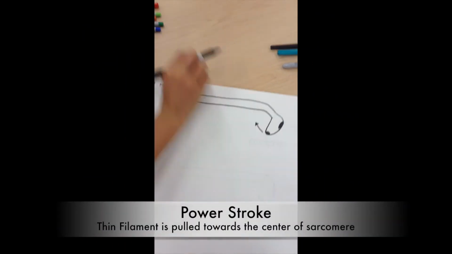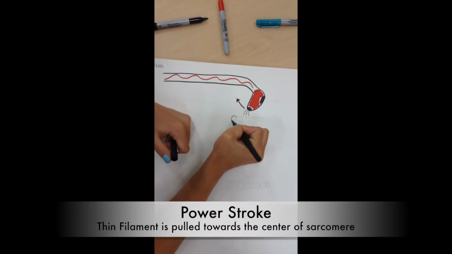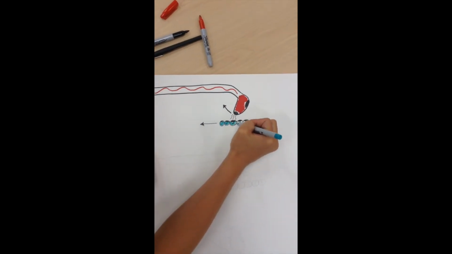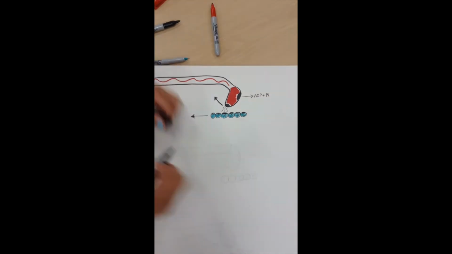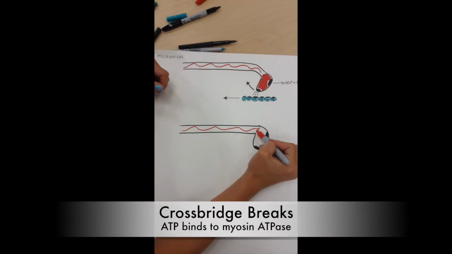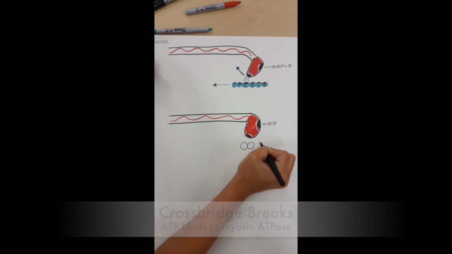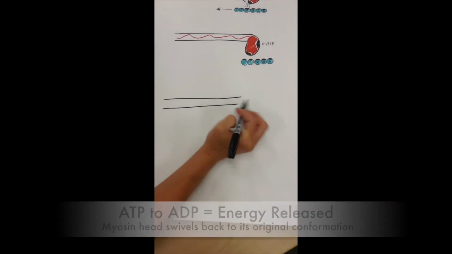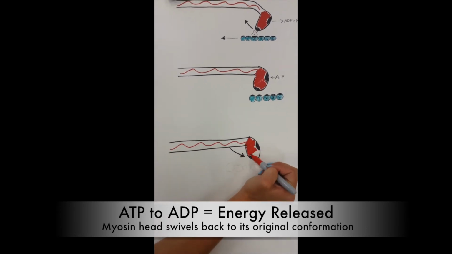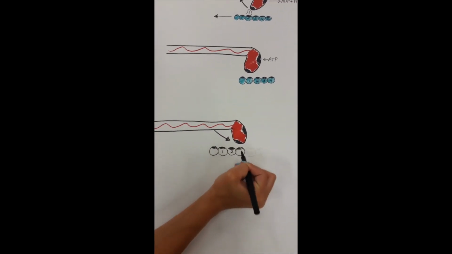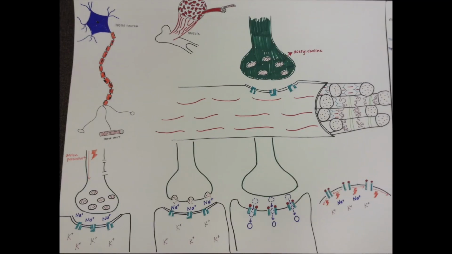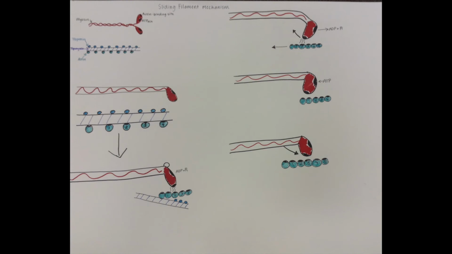In the first image illustrated, ADP and inorganic phosphate are released from myosin ATPase, causing a change in the conformation of the myosin head. The thin filament is pulled toward the center of the sarcomere, which is also known as the power stroke. In the second image, ATP binds to the myosin ATPase, which breaks the cross bridge. Lastly, in the third image, ATP is hydrolyzed, and ADP, inorganic phosphate, and energy are released. This energy is used to swivel the myosin head back to its original conformation. Myosin is now ready to form a new cross bridge with another actin protein if calcium and ATP are still available.